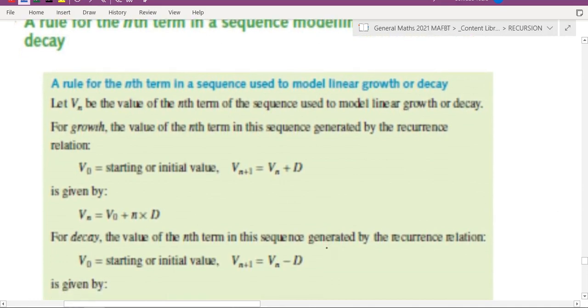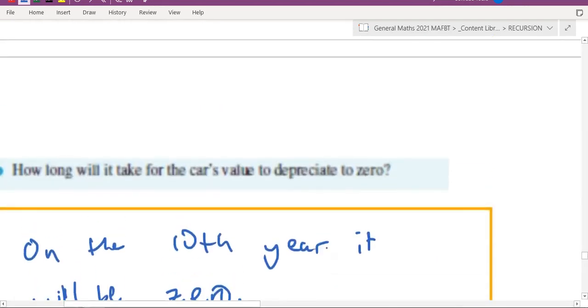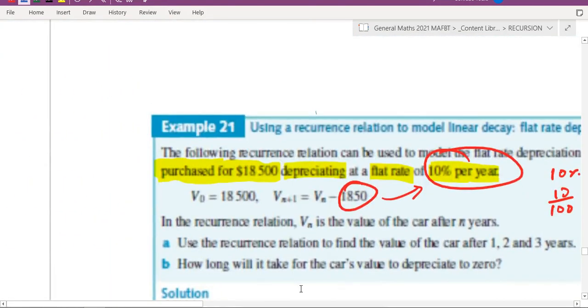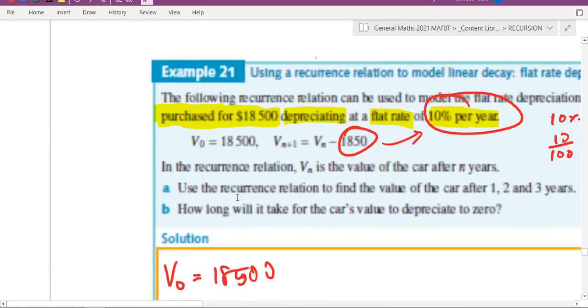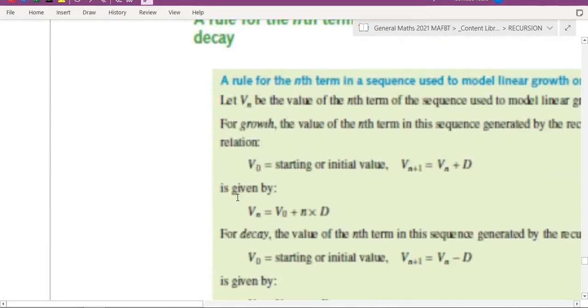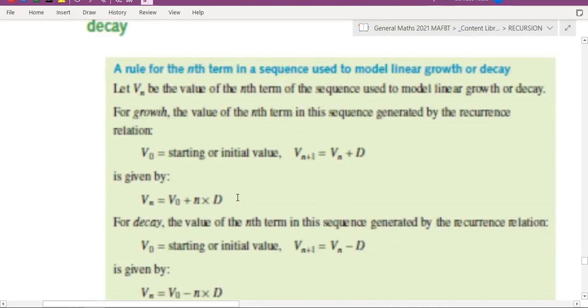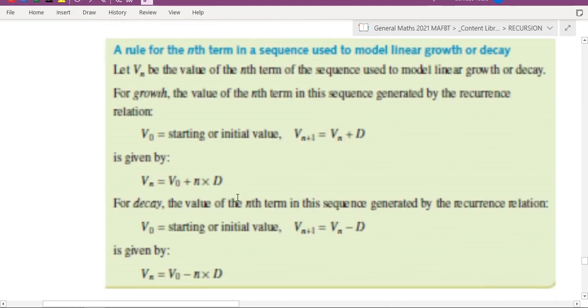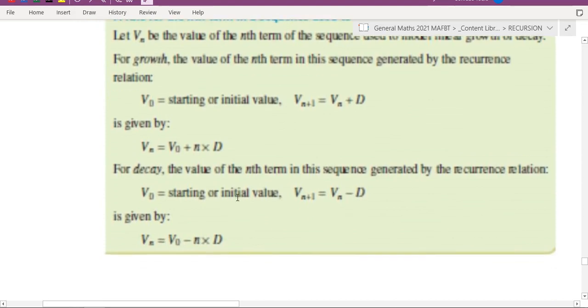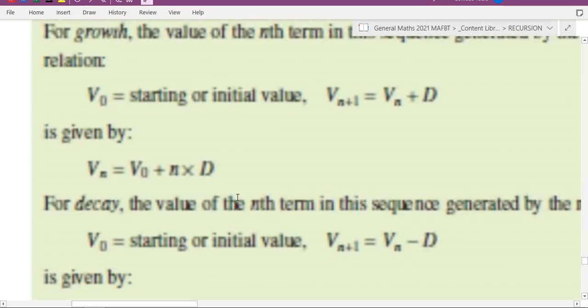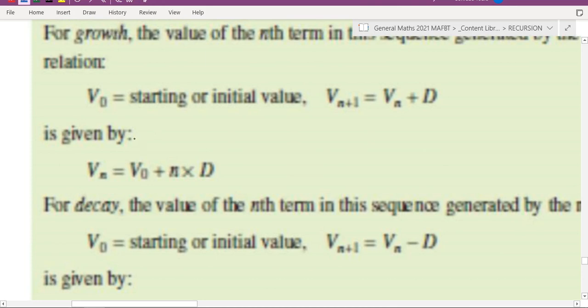So that's pretty straightforward. Linear decay and growth is that for your recurrence relations. Yeah. So you've got your recurrence relation. It tells you how to get the next term. But now we also have a linear growth and decay nth term rule. Okay, so just really quickly, I would probably have you guys write this in the second page of your notes.